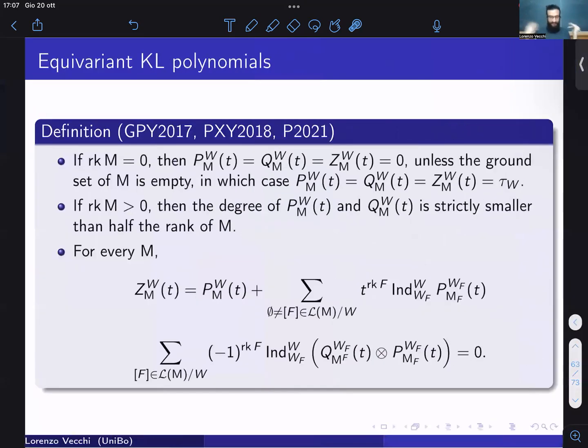Lucky for you and us, we already have a nice formula for all the three invariants. This is due to Gedeon, Proudfoot, and Young for P, Proudfoot, Xu, and Young for zeta, and Proudfoot for Q. And again, this formula is recursive. We have some base case if the rank is 0. It's either 0 or the trivial representation, which has dimension 1. And then we again have a recursive definition, but now you can see that we have something like inducing representations or taking tensor products, because we're not working with numbers anymore, but with representations of a group.